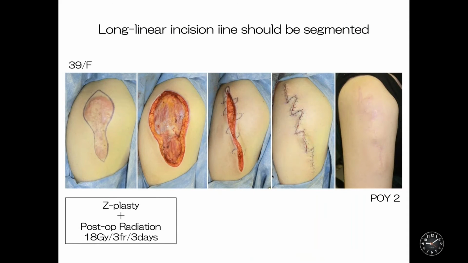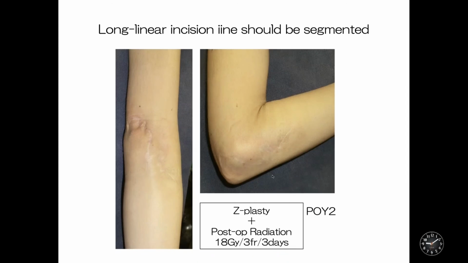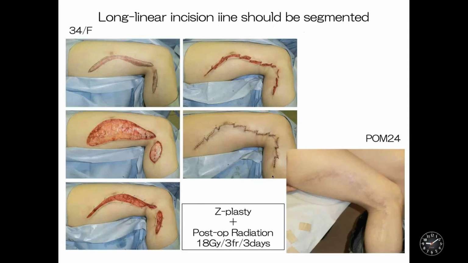And this is BCG vaccination keloid. Tension is released and radiotherapy was performed. This is trauma keloids. Remove everything and Z-plasty and radiotherapy. 2 years after surgery. Long linear incision should be segmented.